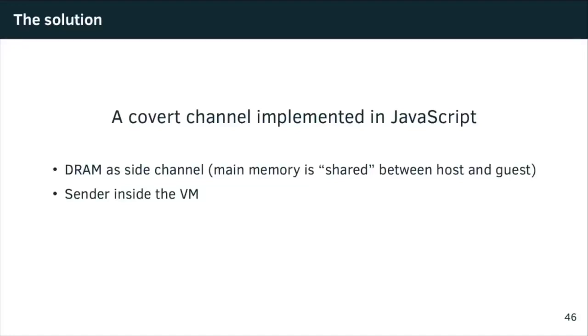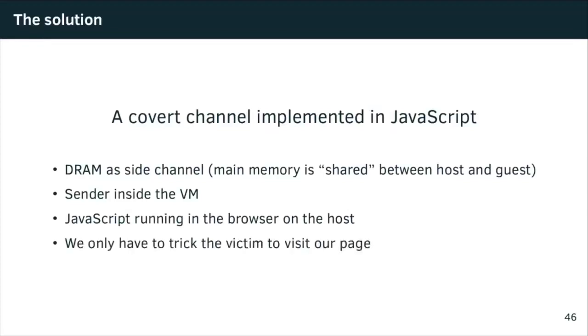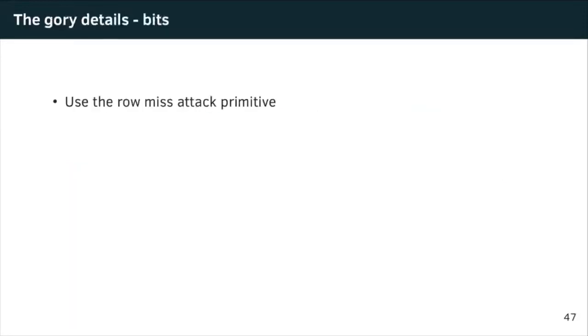So we have a side channel here, we know the timing differences, and we have this JavaScript running on the host system inside the browser. The only thing we have to do is get the victim to visit our page with this JavaScript. So we have also seen that in the demo at the beginning, with this Firefox running, with the JavaScript on the page, and it was the receiver for the information.